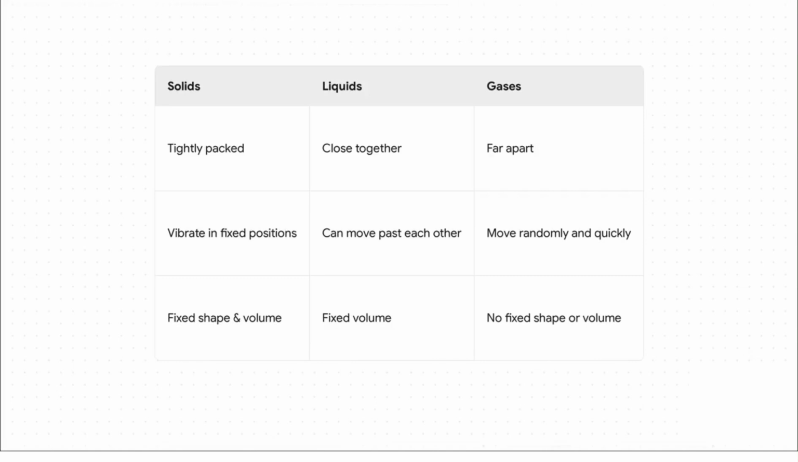Then you have liquids. The DJ turns up the music a bit. People are still close, but now they can move around, slide past each other. And then gases. Oh boy, this is the mosh pit. Total chaos, particles are bouncing off the walls, flying everywhere with tons of space between them. Getting this difference is absolutely crucial for your IGCSE course.